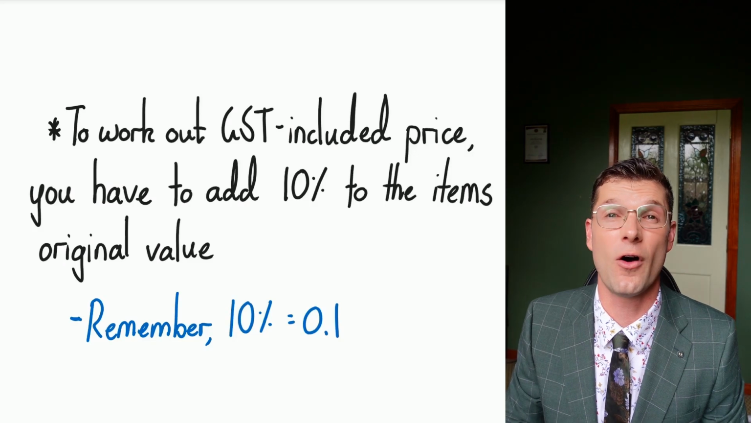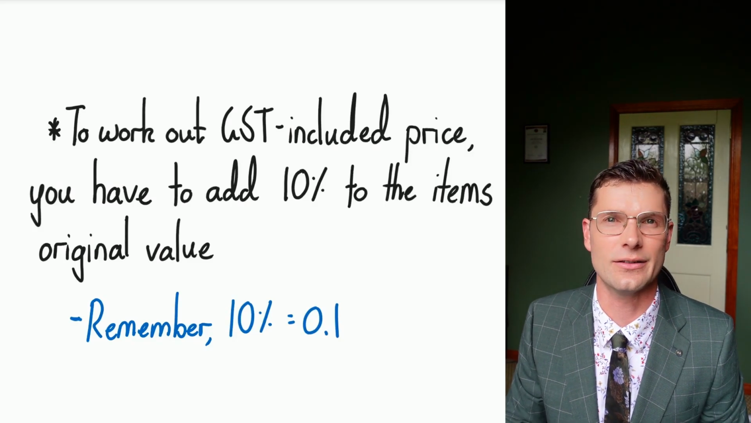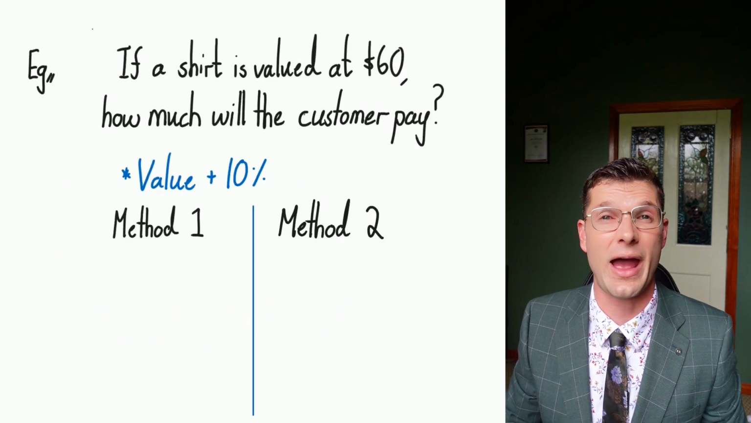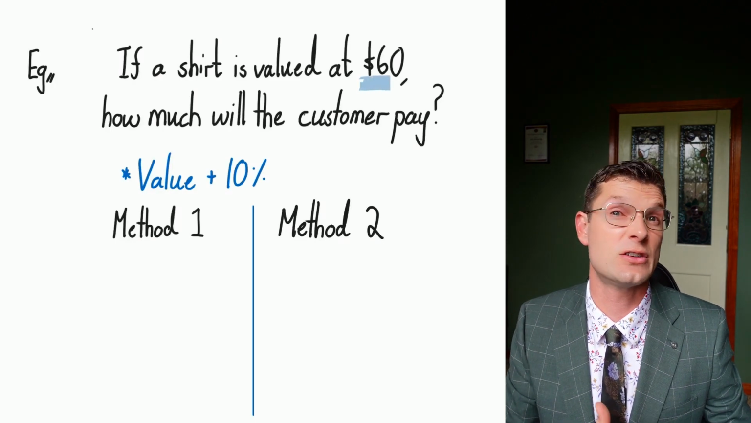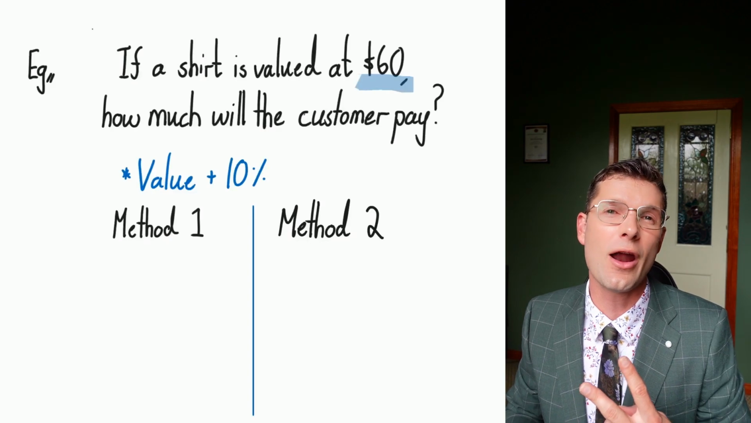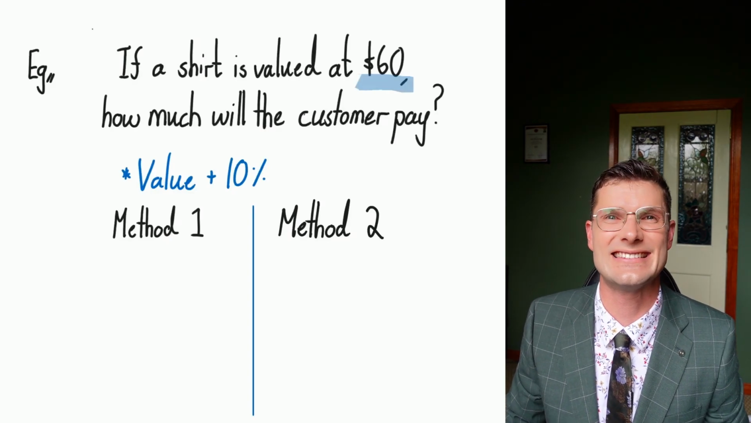So really all we've got to find is 10% of the original price, and then add that on at the end. In this example, we've got a shirt that's $60, and I want to work out how much I'm actually going to have to pay at the counter. So $60 is what the business wants to charge for it. How much do I have to pay? There are two methods to doing this, and we're going to go through both of them just to see that we do get the exact same answer.